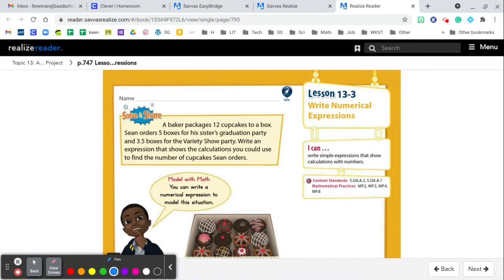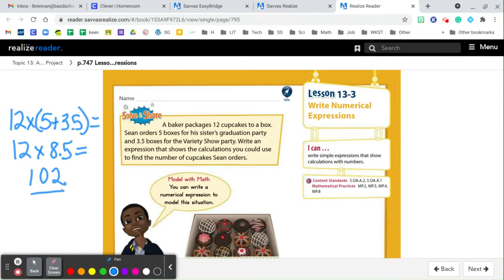You could say he has 12 cupcakes to a box, so we know there's 12 in a box. So we could multiply that by he has 5 boxes and 3.5 boxes. So when we solve that, we wind up with 12 times 8.5. And multiply that, we get 102. It's one way.